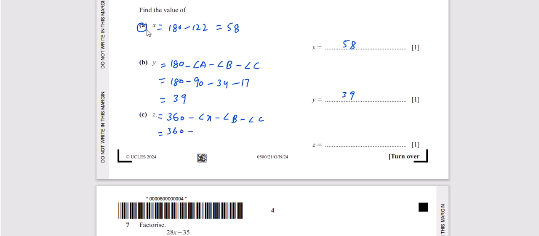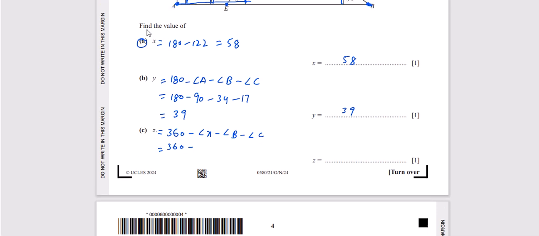360 minus angle x. Angle x is equal to 58, minus angle B is equal to 34, minus angle C is equal to 17. So solve these values, we get 251. So z is equal to 251.